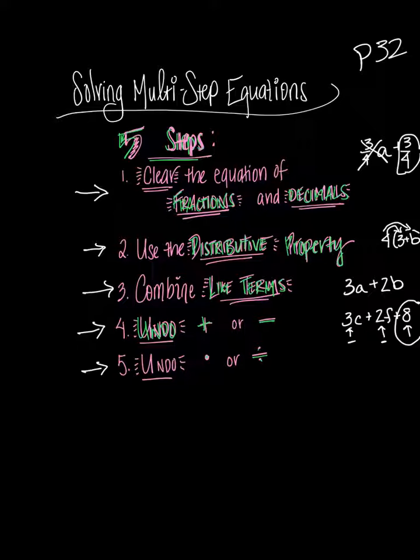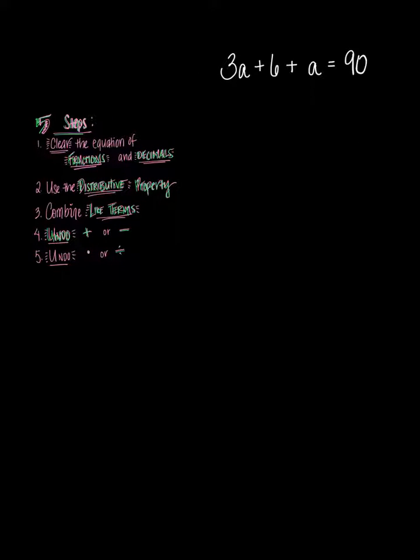All right, hopefully you have these down on your note-taking guide under key concepts. Let's skip down to an example. All right, let's look at this guy over here. 3a plus 6 plus a equals 90. This one is example 1 on page 32, if you're following along. So let's go ahead and see what you can do with this. Let's look at our 5 steps.